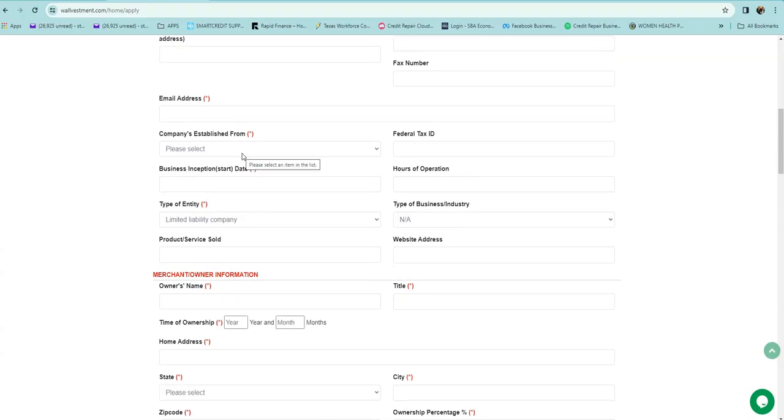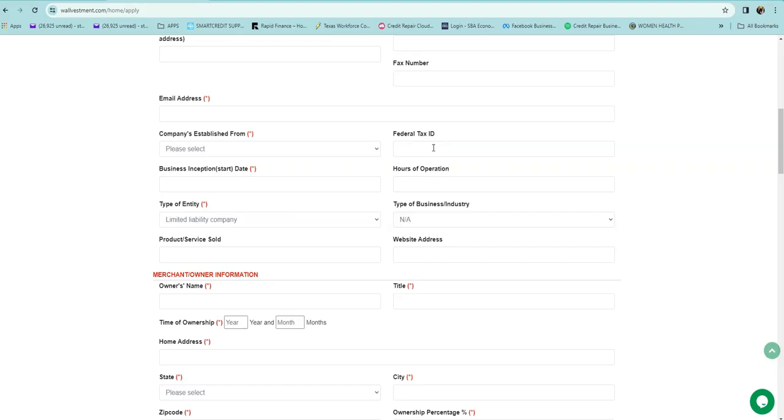Company established from. This is when they apply for the company with the state and get approved. Okay, put that date here or an estimation here. Federal tax ID, which is the one that I just mentioned. This is from the IRS letter. It says EIN number on it. That's the one that you put here.